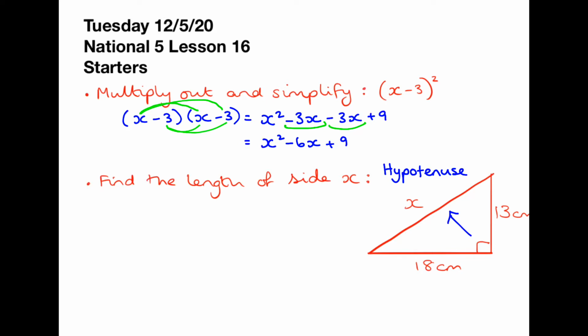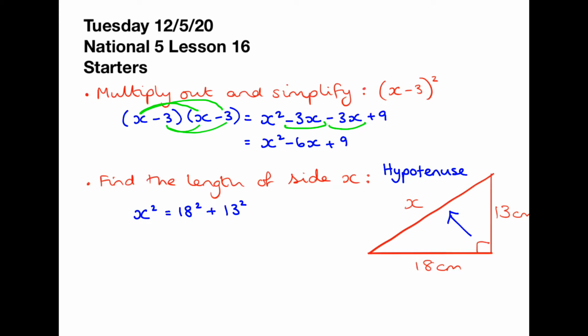It doesn't matter which formula you write down. It doesn't matter where the a, b and c go, as long as when you put your values in, you end up with the right way round. So x squared, so the hypotenuse squared, equals the other two sides squared and added together. And it has to be in that order. You square them and then add, you don't add and then square, that doesn't work.